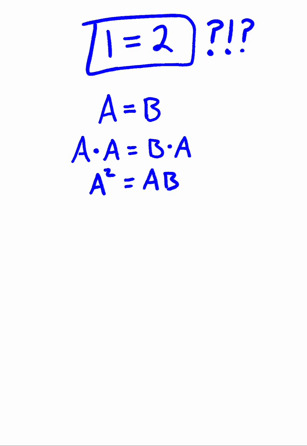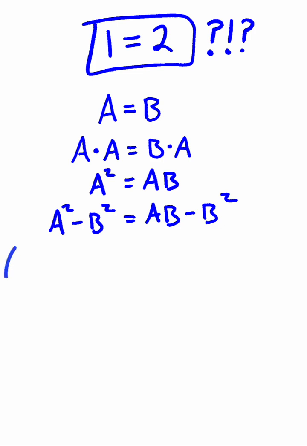Okay, now again, I'm going to do the fundamental algebra move. I'm going to do the same thing to both sides. This time I'm going to subtract the same number from both sides so that they stay equal, but so that we can have some fun. So I'm going to subtract B squared from both sides. So I subtract B squared, and then on the right side I have AB, and I subtract B squared. Now, for some of you sharp algebra students out there, you might notice that we have on the left side a difference of squares. And if you look that up, you will find that a difference of squares can be factored as A plus B times A minus B.